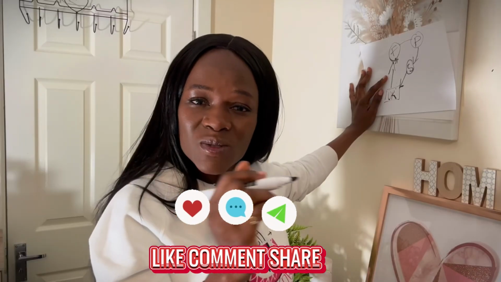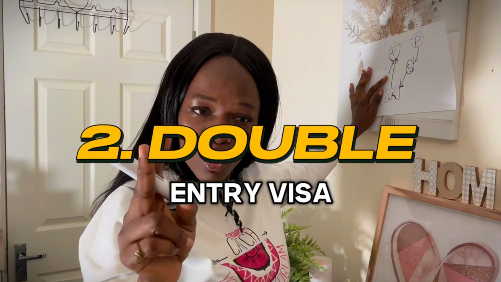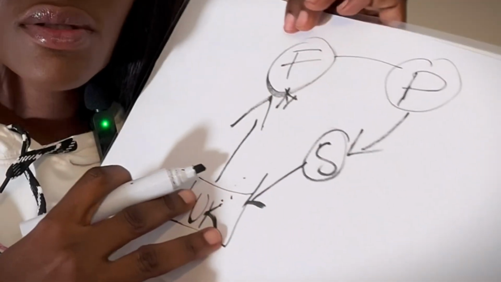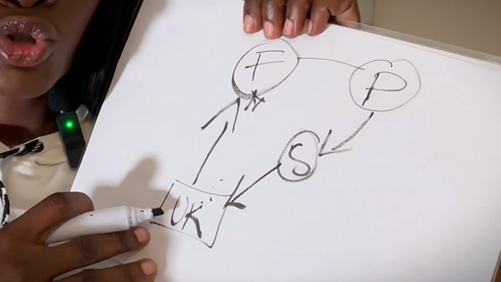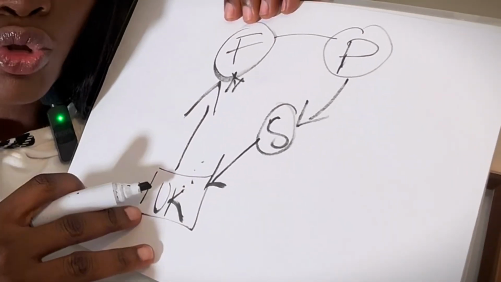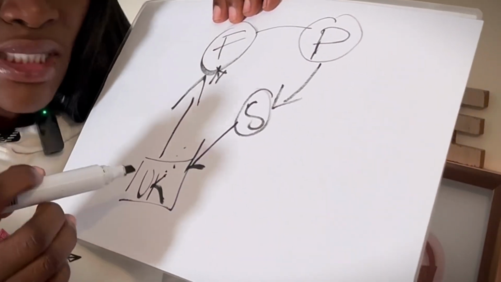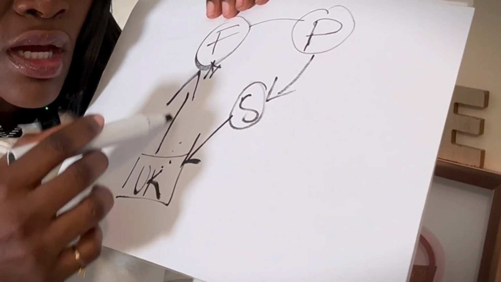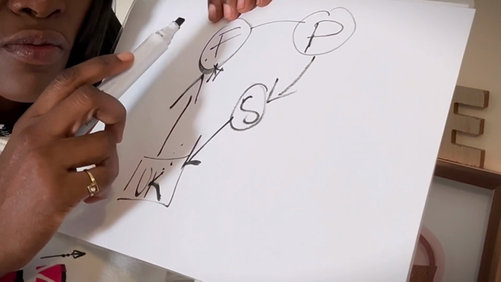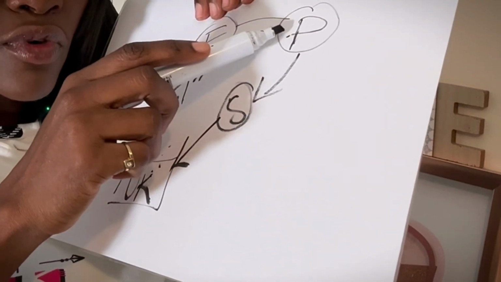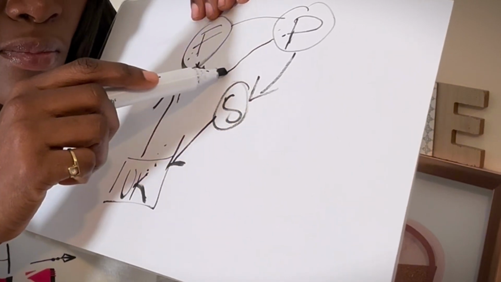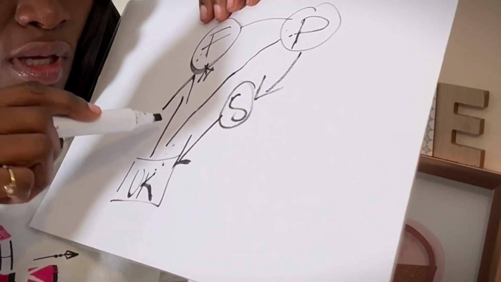Now let's go to the dual entry, which is the double entry. So I'm going to still use the same illustration, the one I used for the single entry. I'm going to use it for the dual entry. So with the dual entry, what it means is that if you leave the UK and then you go to France, from France you go to, let's say, Portugal again. Then from Portugal you decided to come to the UK.